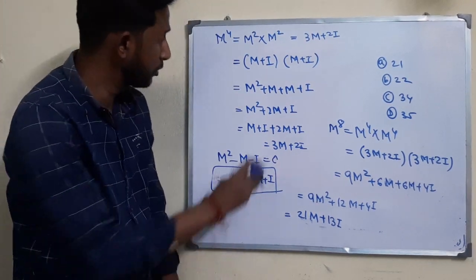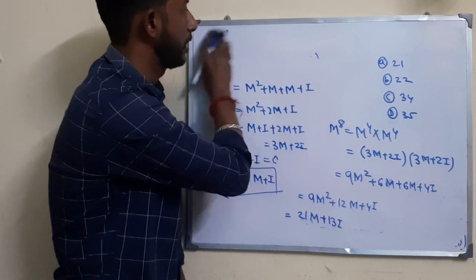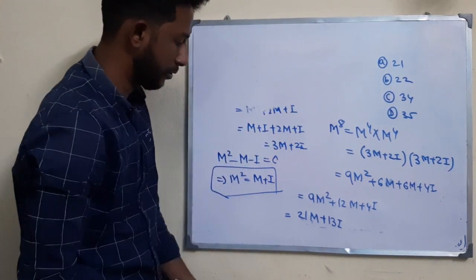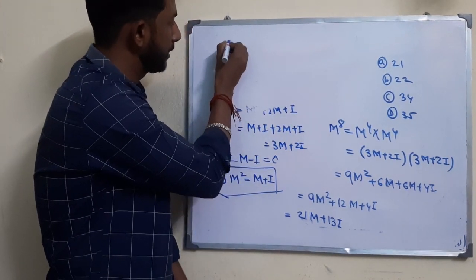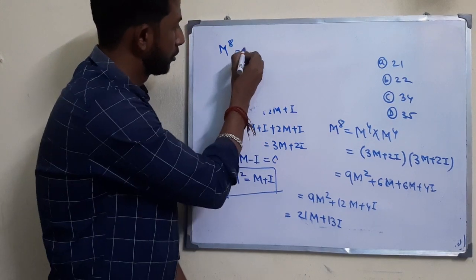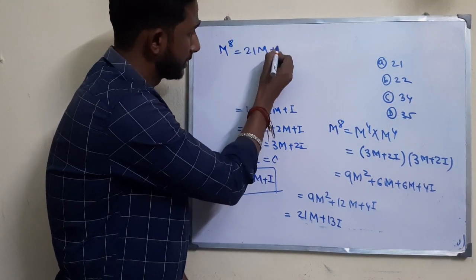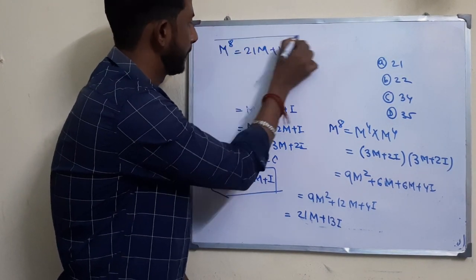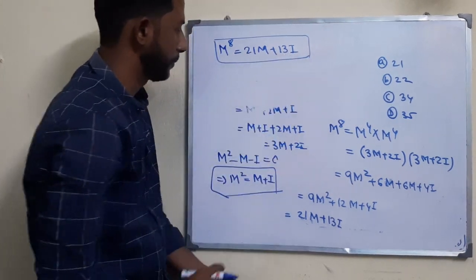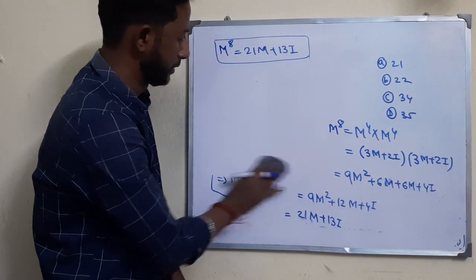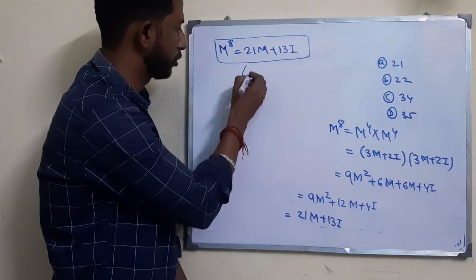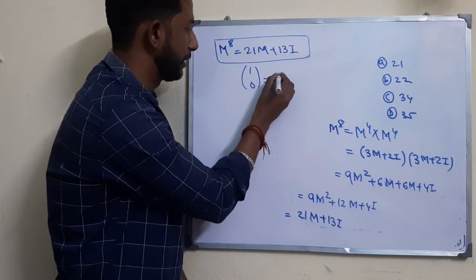So we got the value of M to the power 8 is equal to, I am removing all this, I don't need it anymore, M to the power 8 is equal to 21M plus 13I. Okay. Now I am considering this 2 cross 1 matrix 1 0 as our alpha.